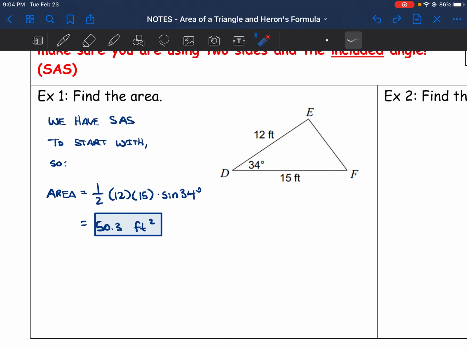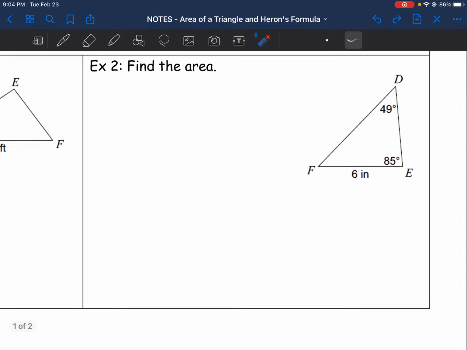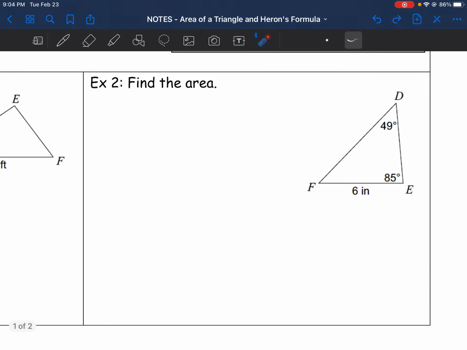But you're not always going to run into that scenario. So take, for example, the next problem. Notice that now we have an angle and a side, so we do not have side angle side yet. What we need to do is work through the problem to a point where we can get side angle side.